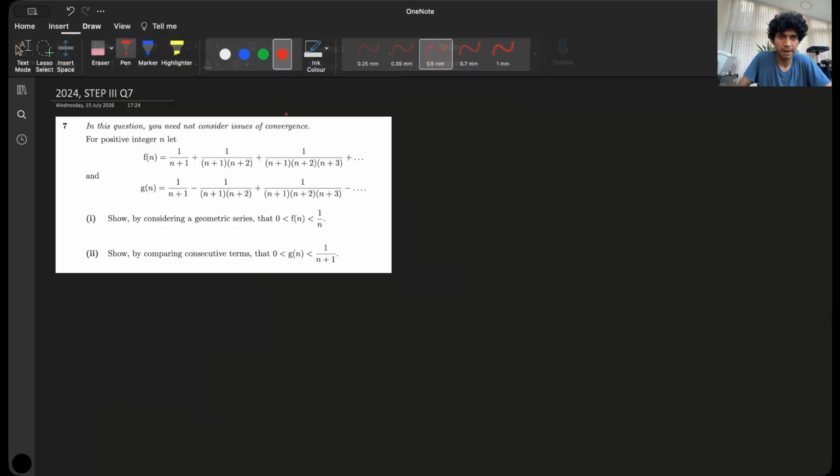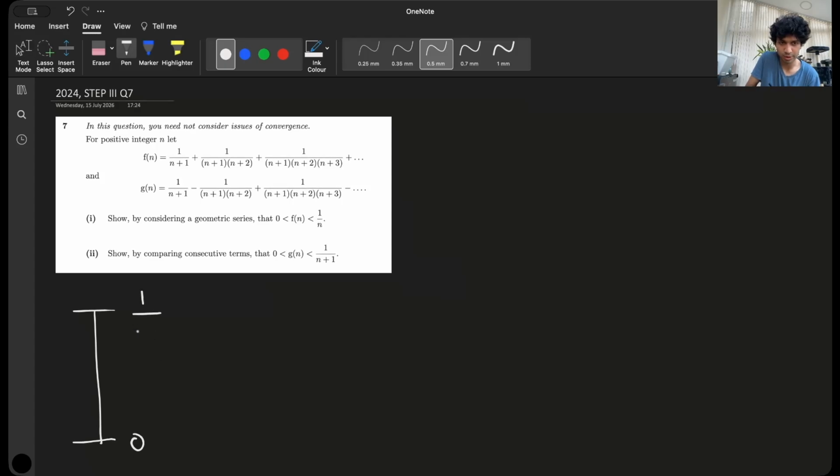Okay, now to get the same bounds on g, slightly harder. So let's draw a quick diagram just to get some intuition. We need to show it's strictly between 0 and 1 over n plus 1. So if I draw a number line going from 0 to 1 over n plus 1, then if we consider each term of the sum, we start with 1 over n plus 1, and then we don't quite go down all the way to 0, because this 1 over n plus 1 is multiplied by a factor of 1 over n plus 2.